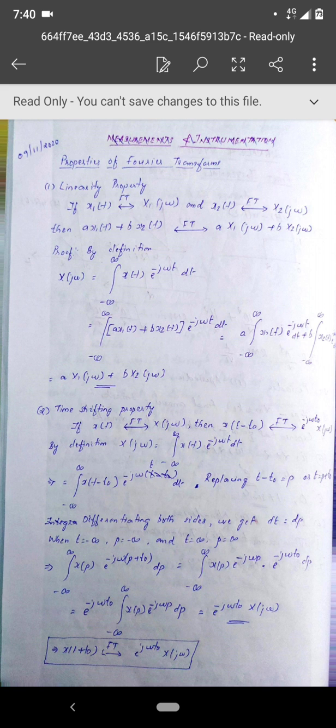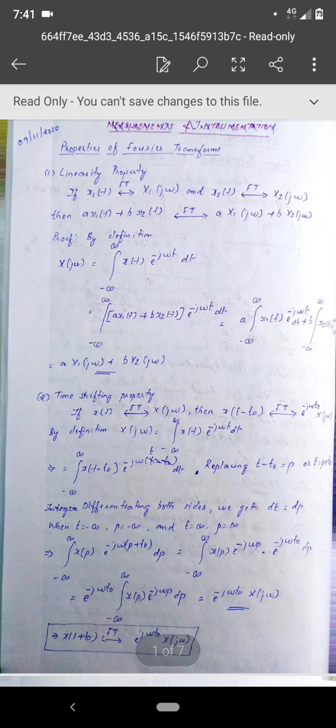Then we have a linear combination of those two signals, where a is multiplied with x1 of t, obeying the principle of homogeneity. Then b is multiplied with x2 of t, again the homogeneity principle. Then we superimpose those two signals, that is a x1 of t plus b x2 of t. If we find the Fourier transform of such a signal, it is simply a times x1 of j omega plus b times x2 of j omega. So it obeys the principle of linearity.